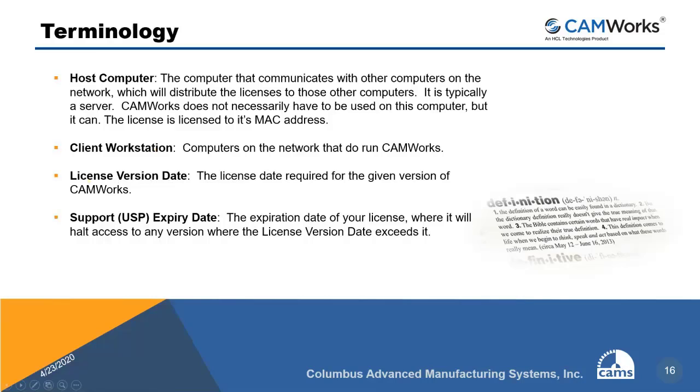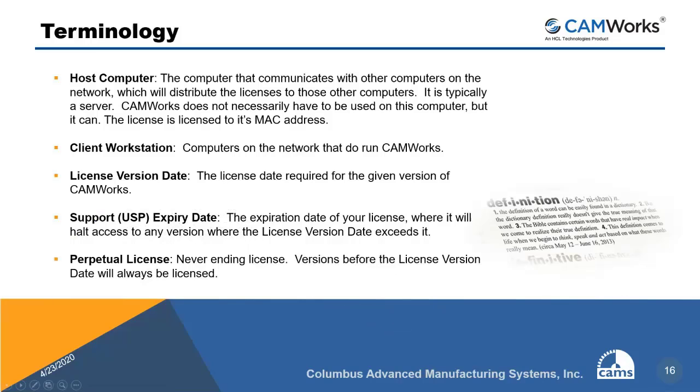That expiration date in your license is where it will halt access to any version where the license version date exceeds it. So such as CAMWorks 2020 Service Pack 1 requires a license date of, I think, January 15th, 2020. If your license date is older than that, you won't be authorized to run that version. Then you can renew your USP date, and that'll extend your date, and then you could run that software.